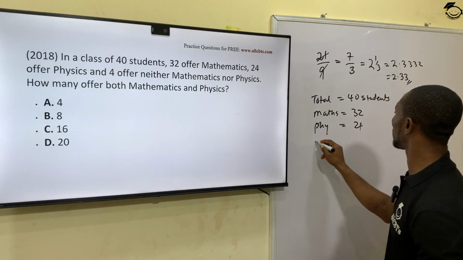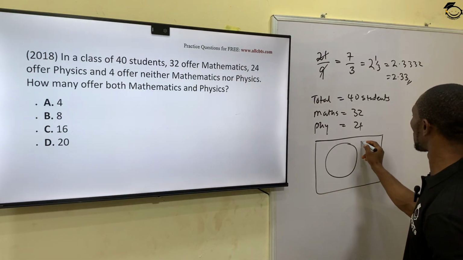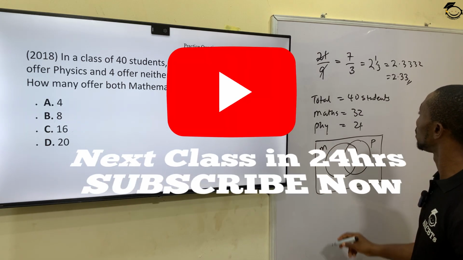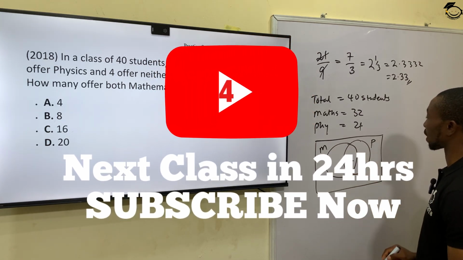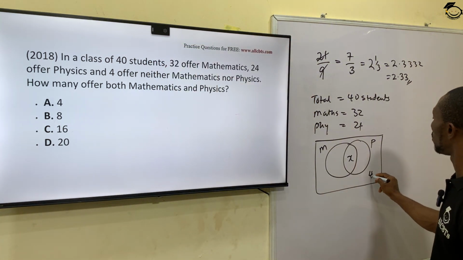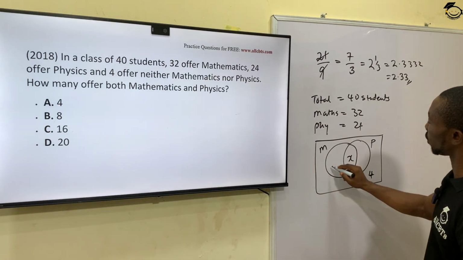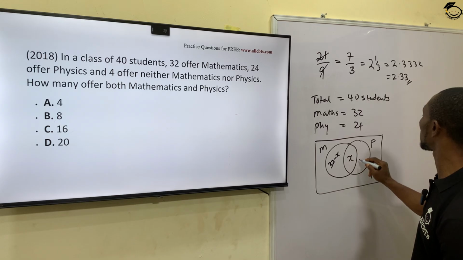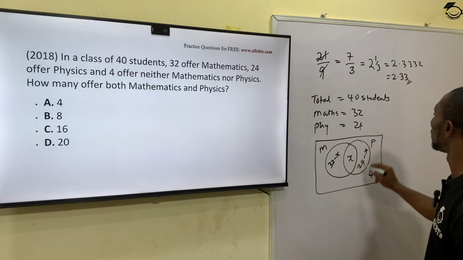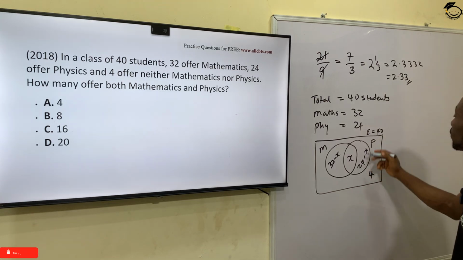Now, looking at a Venn diagram to represent this, we have M for maths and P for physics. So here, we have our X as those that offer both subjects, and 4 for those that offer neither mathematics nor physics. So here we have it 32 minus X and 24 minus X. Now, our total number of students are 40.